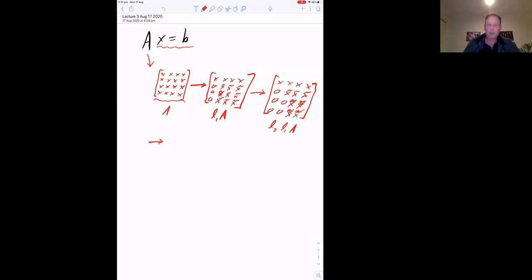I'm sorry, it's a bit long, but just so you see. Then we went to x, x, x, x, 0, x tilde, x tilde, x tilde, 0, 0, x double tilde, x double tilde, 0, 0, 0, x with three tildes. Correct me if I make mistakes, please. It's kind of fun. So that's L3 times L2 times L1 times A.